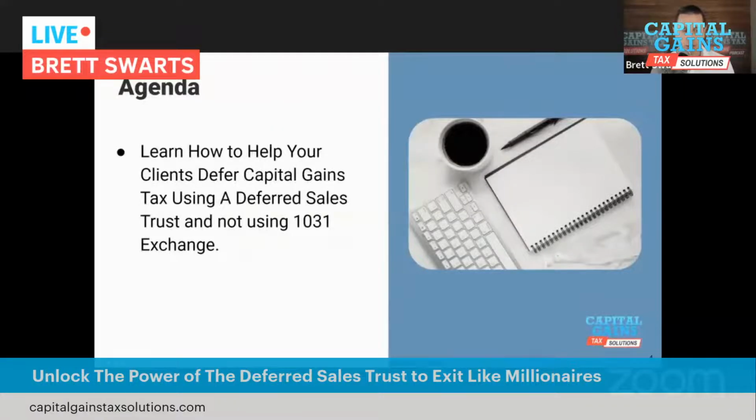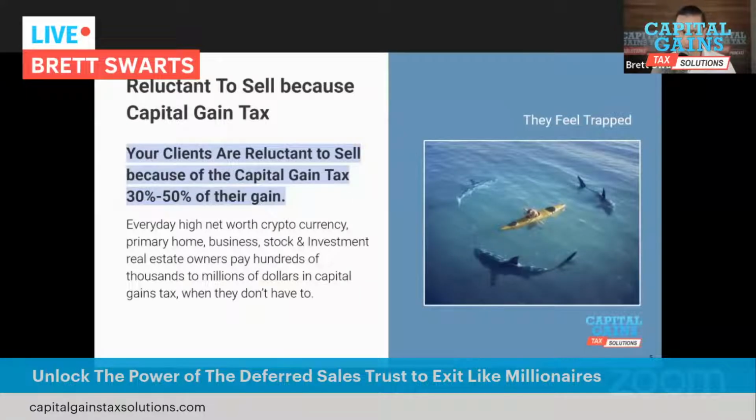And as well, our agenda is just basically how to learn how to help your clients defer capital gains tax using a Deferred Sales Trust and not using a 1031 exchange, okay? By the way, not to be confused, a Deferred Sales Trust is not a Delaware statutory trust. A Delaware statutory trust is just another form of a 1031 exchange. In fact, a better name for that would be a Delaware 1031, but they're both DSTs. This is something that's different than a 1031 altogether.